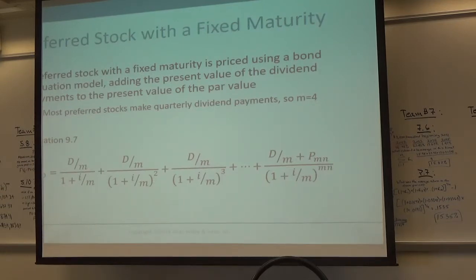So, preferred stock with a fixed maturity. Preferred stock with a fixed maturity is priced using a bond valuation model, adding the present value of the dividend payments to the present value of the par value. Most preferred stocks make quarterly dividend payments, so M will equal 4. Here is equation 9.7, which is how to calculate preferred stock.